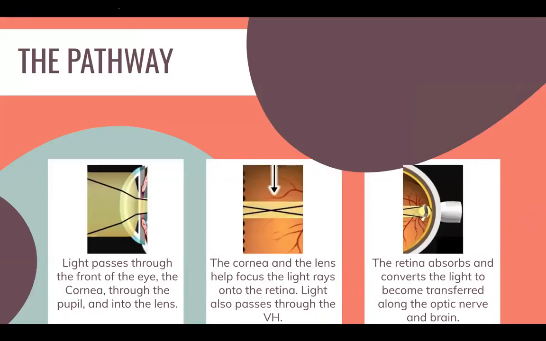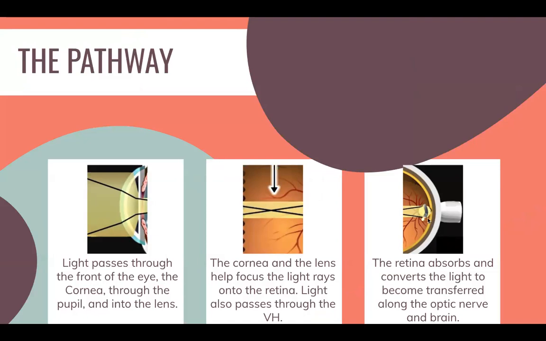So how light travels. Light passes through the front of the eye, the cornea right here, through the pupil, which is the hole, and into the lens. Now the cornea and the lens help focus the light rays onto the retina. And the light also passes through the vitreous humor, that clear, gelatin, jelly-like substance.